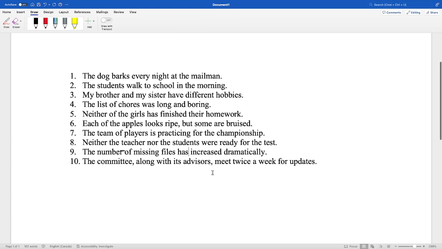And on to the last one. The committee, along with its advisors, meet twice a week for updates. Okay. The committee is singular, right? So we would have to use the committee along with its advisors meets. The committee meets. We can't say the committee meet twice a week because the committee is singular. So we would say meets.